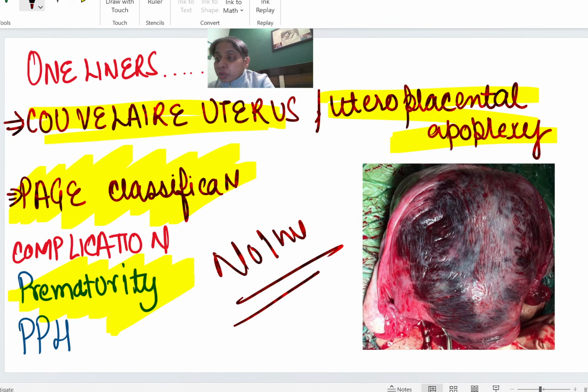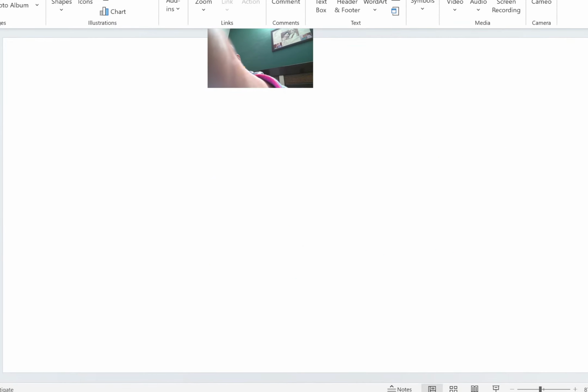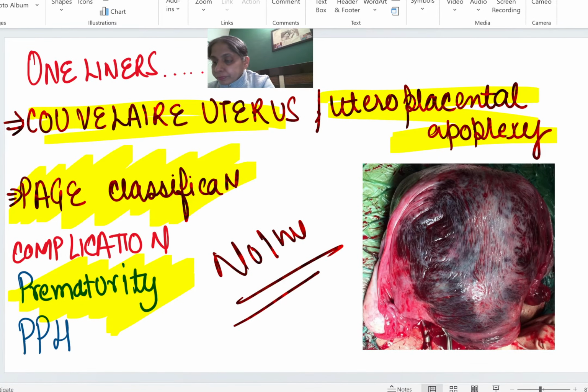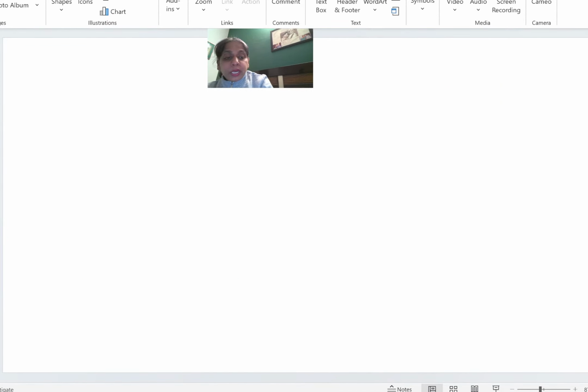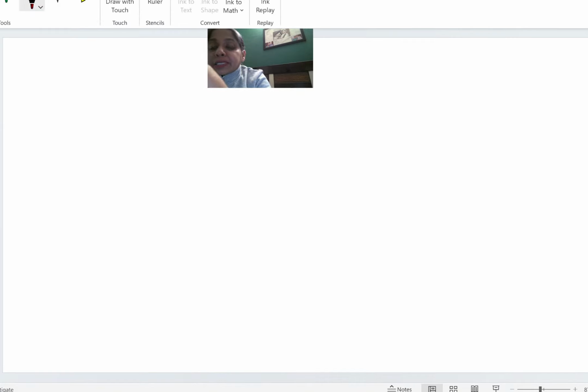What does this image show? Cochlear uterus. This is the image of cochlear uterus and it is found in abruptio placenta. Now I will be asking you all the questions I have done. Here I will be asking you some 10 questions and they will surely come in your exam.